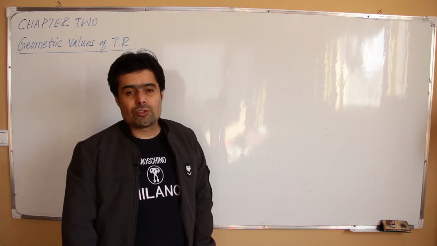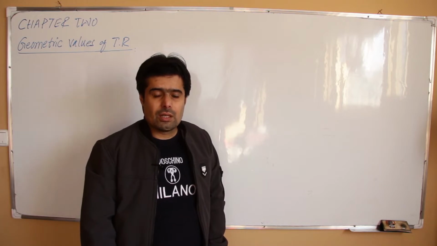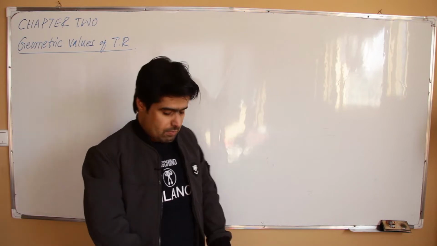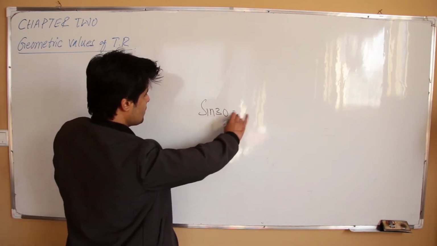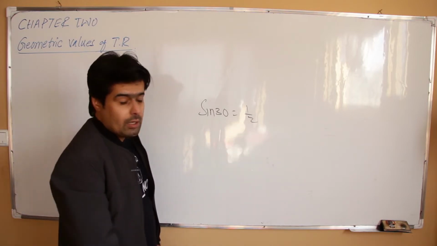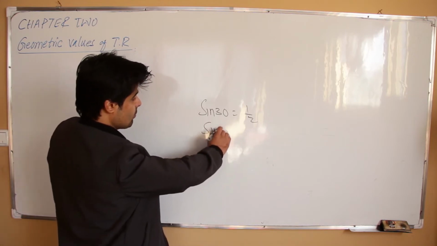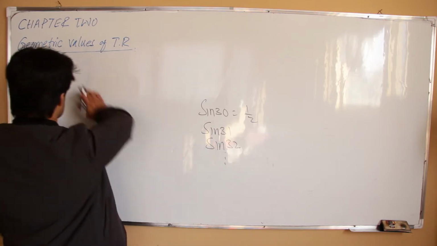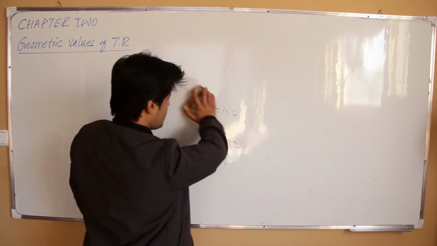And this is our second chapter on trigonometry. In this chapter, the first lecture is the geometric values of the trigonometric ratios. What does it mean? It means if we want to define sine 30, then sine 30 is 1 by 2. According to geometry, how can we find it? We are even able to define sine 31, even sine 32, according to geometric values. By the way, it's a very interesting lecture.